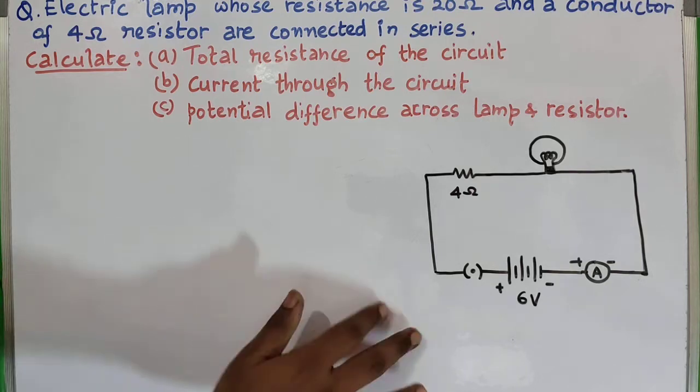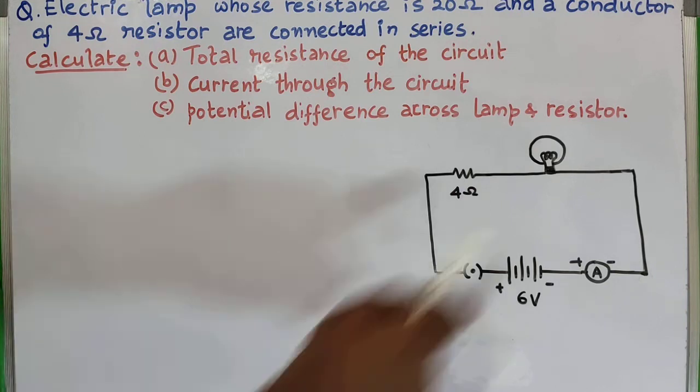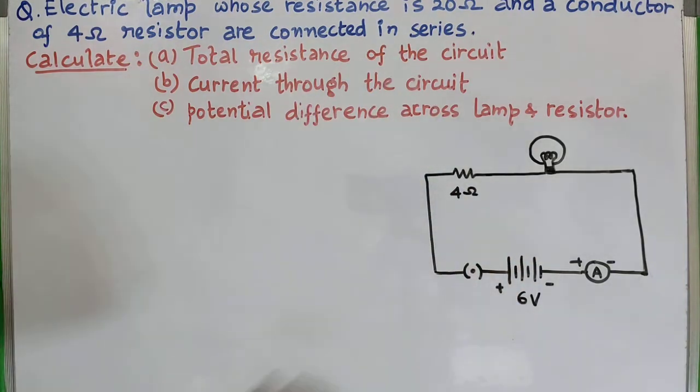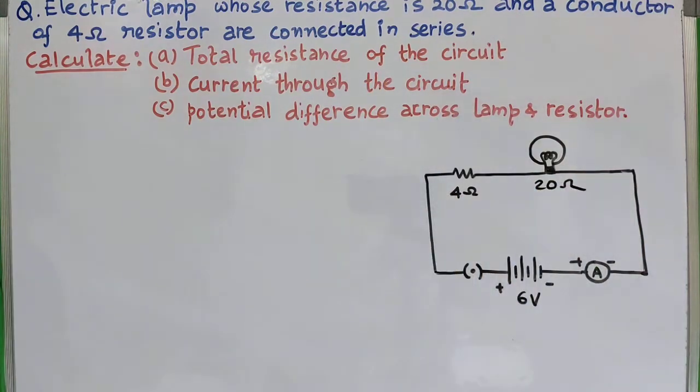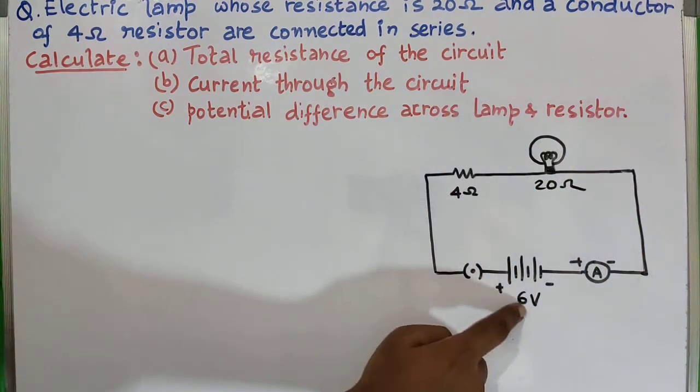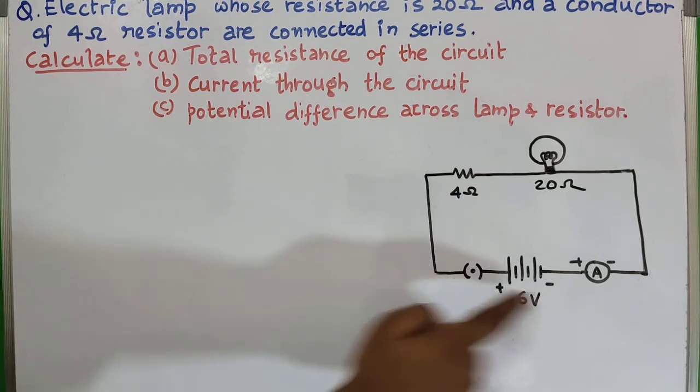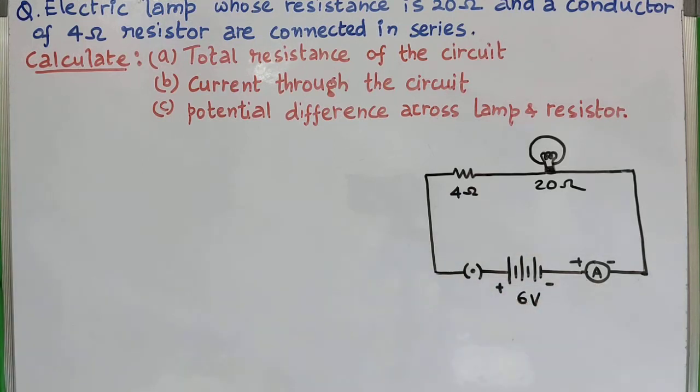So we have a circuit here, we have a lamp here whose resistance is 20 ohms and we have a 4 ohm resistor, both connected in series. We have a 6 volt battery here, key and an ammeter to measure the current. So we need to find the total resistance of the circuit, current through the circuit and potential difference across the lamp and resistor. So as usual, first let us try to understand the concept of series combination. Then by using it, let us solve this question.